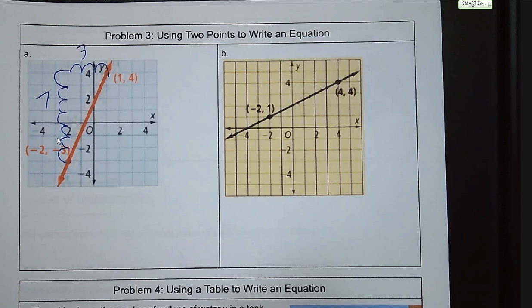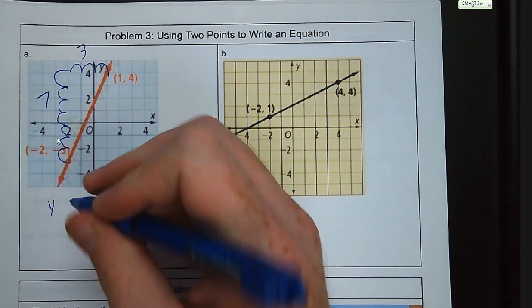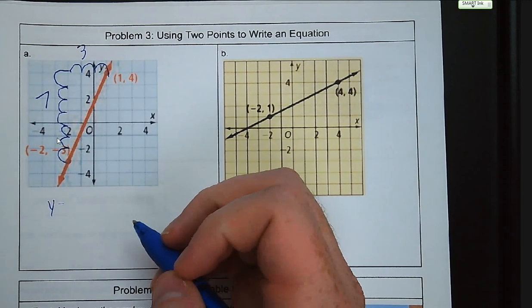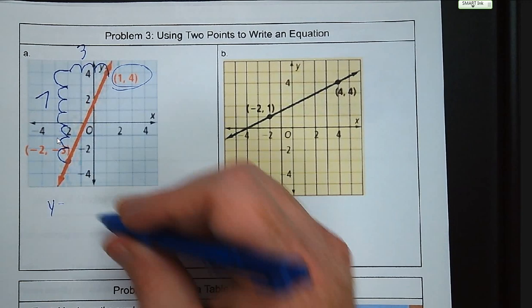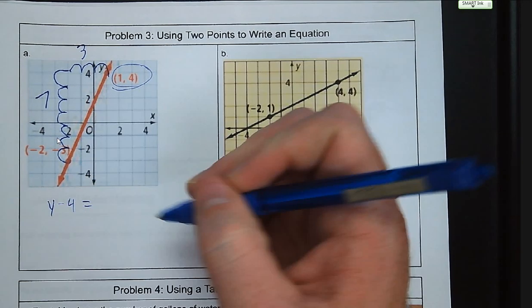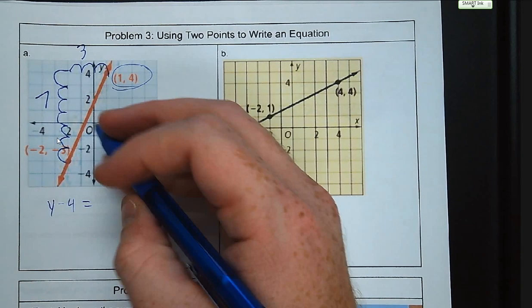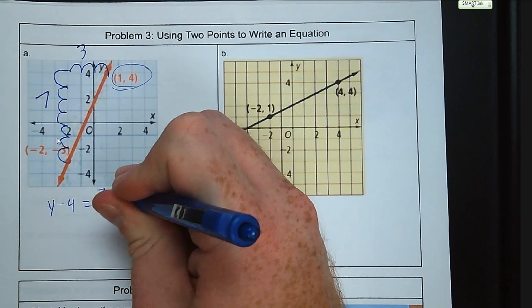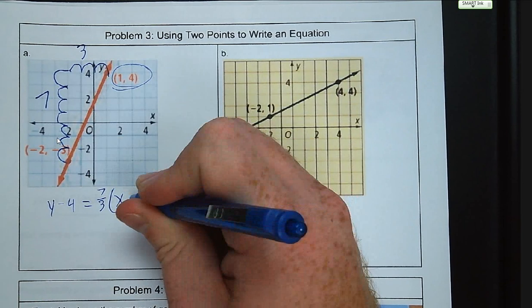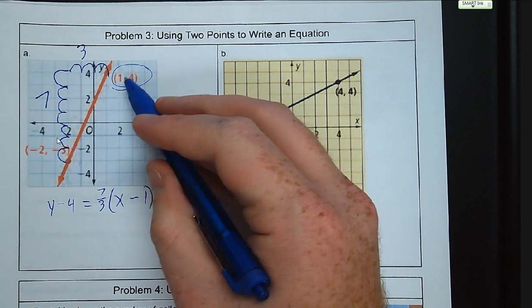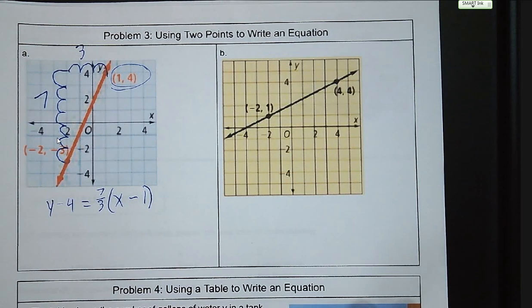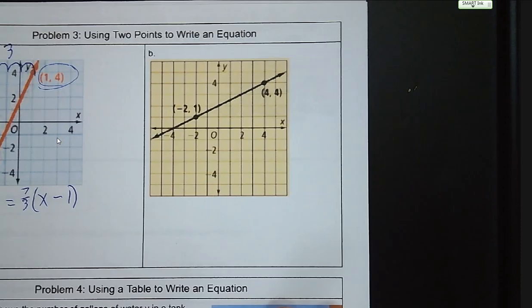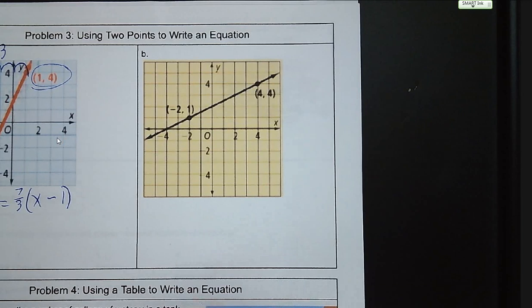So we have an equation, y minus, we can pick either one of our coordinates, so why not pick the one with the 2 positives? Y minus 4 is equal to my slope, 7/3 times the quantity, x minus x sub 1, which is 1. Okay. And we didn't say what form to write it in, so we're good to go there. I want you guys to try letter B on your own.